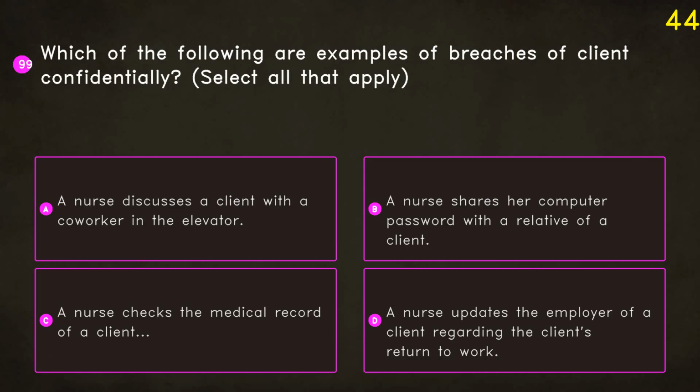Question 99. Which of the following are examples of breaches of client confidentiality? Select all that apply. A. A nurse discusses a client with a coworker in the elevator. B. The nurse shares her computer password with a relative of a client. C. A nurse checks the medical record of a client. D. A nurse updates the employer of a client regarding the client's return to work.